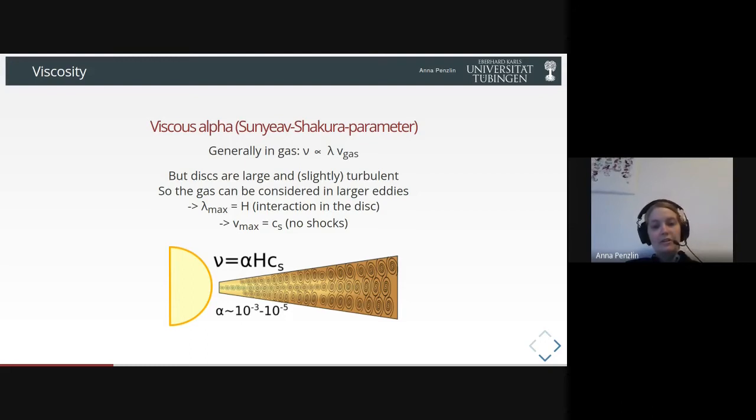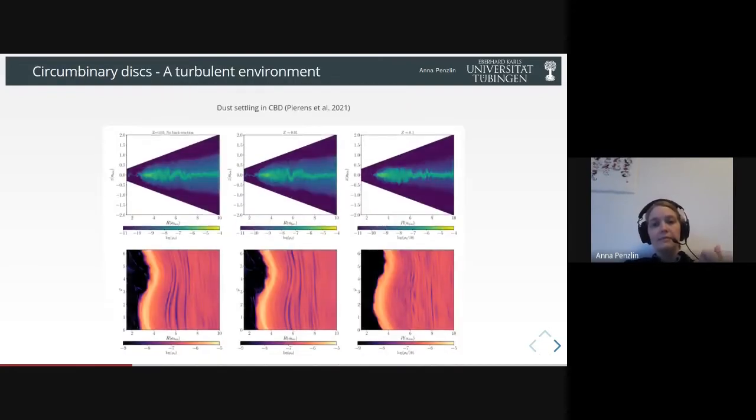Now the question is, is it a valid assumption to assume that you have some turbulence in disks going on? There are various instabilities. And for binary disks, actually, the binary in itself already produces quite a turbulent stirring-up environment, as you can see.